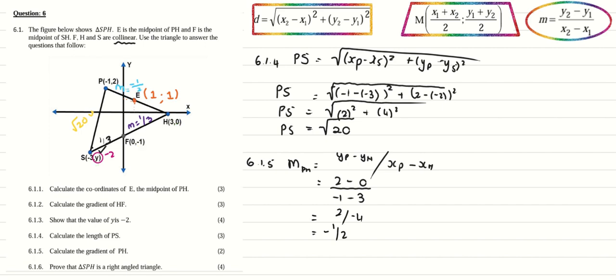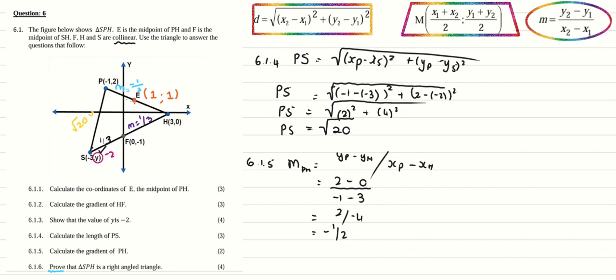So I've gone ahead and filled that in. The gradient of PH is negative a half, and that checks out because we already determined that this needs to be a negative answer because this line is decreasing. The next question and the last one is very popular because you need to use your knowledge of gradients to prove if a certain triangle could be a right-angled triangle. The question says that we need to prove that SPH is a right-angled triangle, meaning that it's true, you just need to show it.